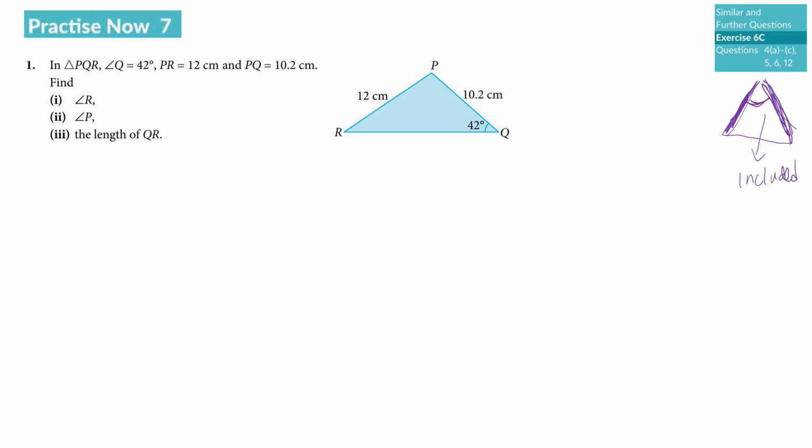It's basically the angle that is wedged between the two sides, the two intended sides. So here, this is not, okay? This one is not. So this 42 degrees is not an included angle. All right. Okay, so what are we supposed to find? We're supposed to find angle R.